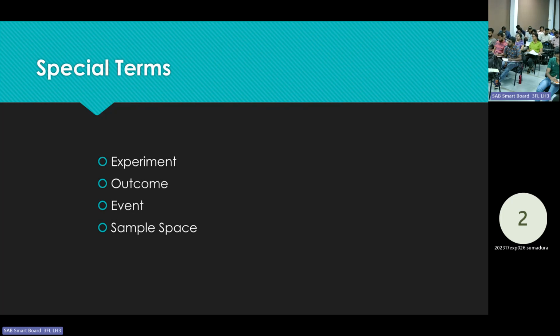Now, in probability, most of the time we use these terms: experiment, outcome, event, sample space. We said we are repeating the experiment. So what do these technical terms mean? There are four technical terms usually used in probability, and we'll look at those four technical terms one by one. Special terms or technical terms.